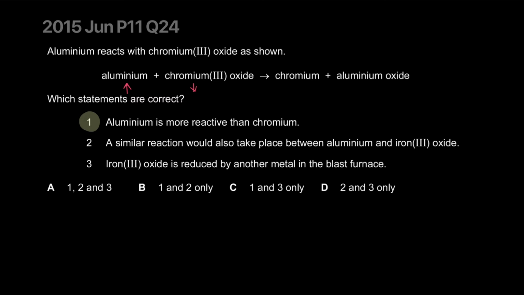A similar reaction would also take place between aluminum and iron oxide. Will it? Where is the reactivity series, potassium, sodium, calcium, magnesium, aluminum, zinc, iron. Yeah, so aluminum is way before iron, so yes, it will. Indeed, so it will, very well so.